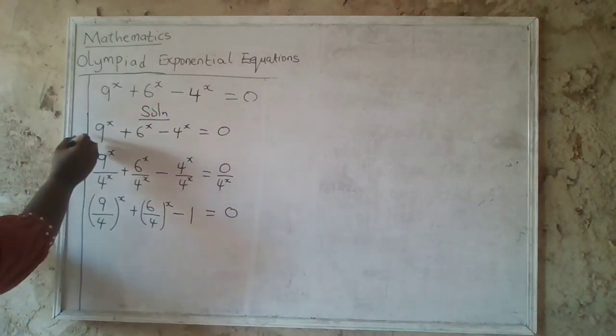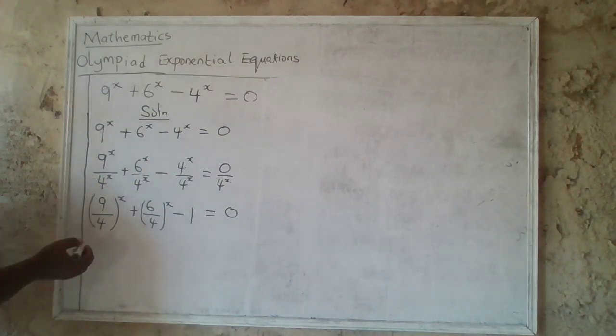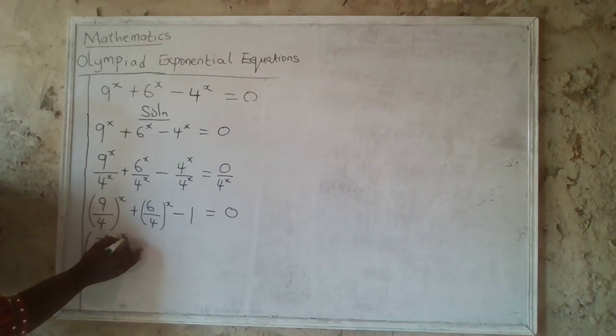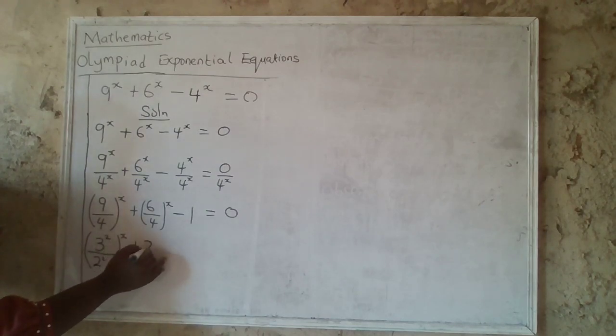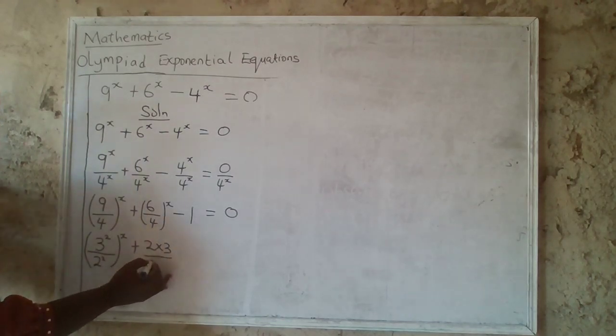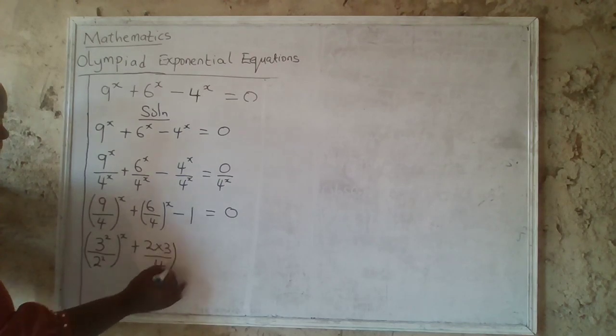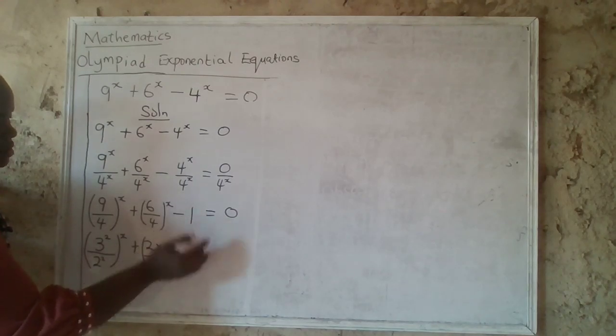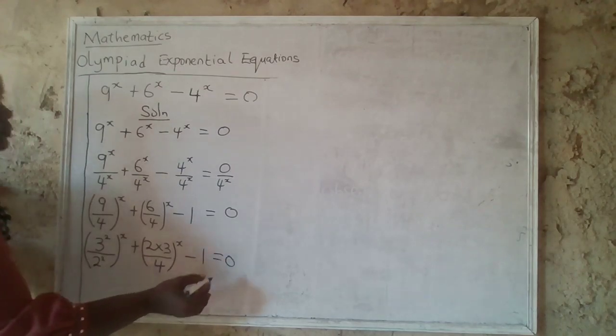So, now we will rewrite this as 3 raised to power 2 all over 2 raised to power 2 all raised to power x plus 2 times 3 all over 4 all raised to power x minus 1 equals 0.